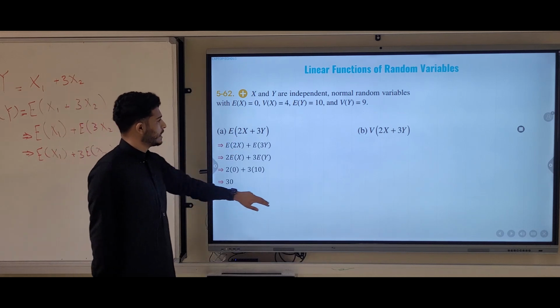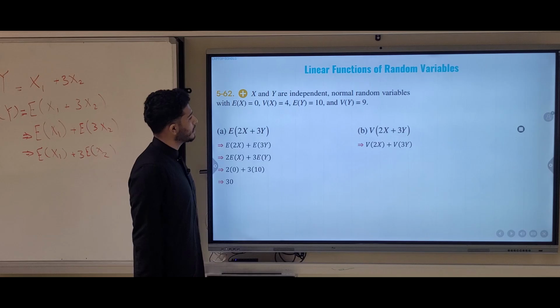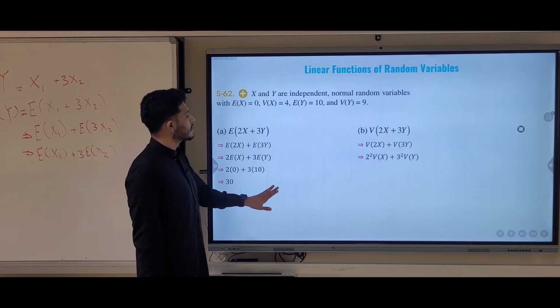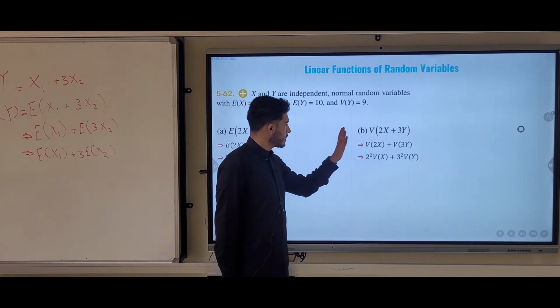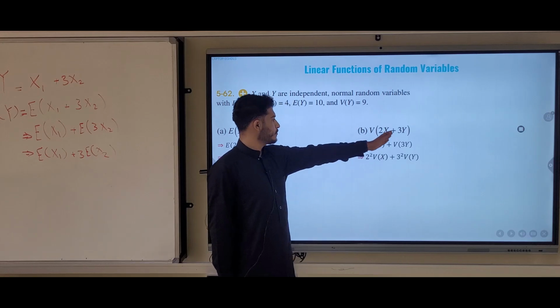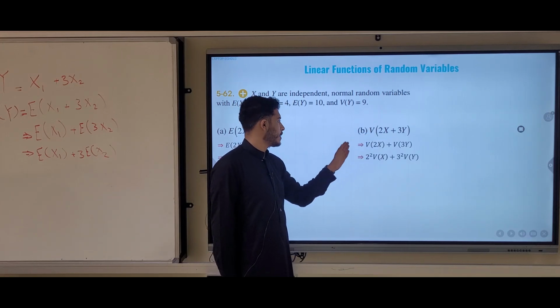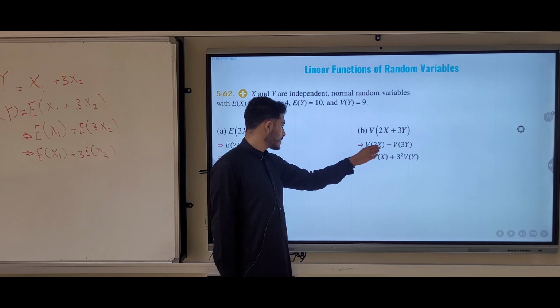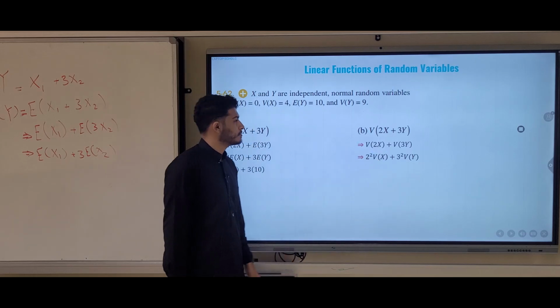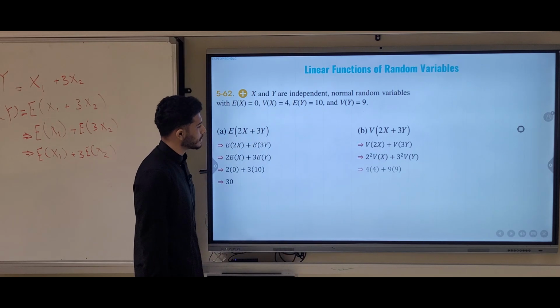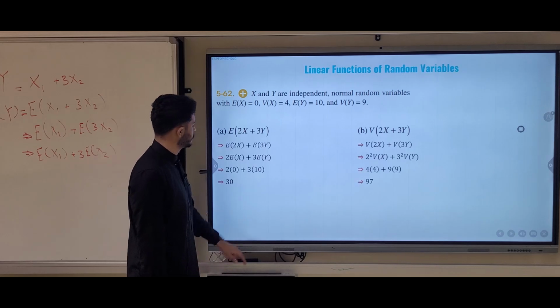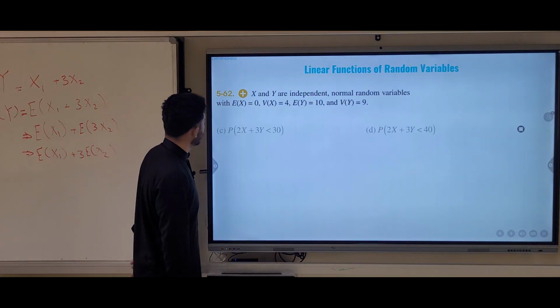For the variance, you would do something like this. Basically the same thing: taking the variance, instead of having the variance of the sum, you have the sum of variances, and then you bring the constant outside, squared. And this is basically how you solve this question. Very easy. Now let's move on.